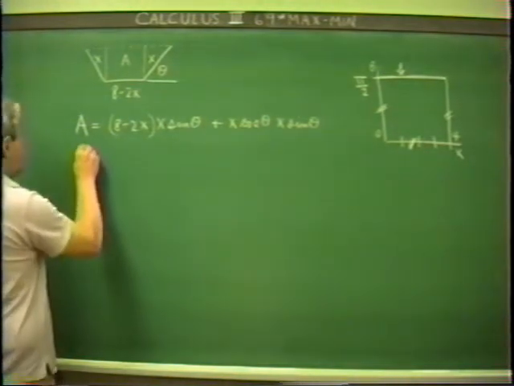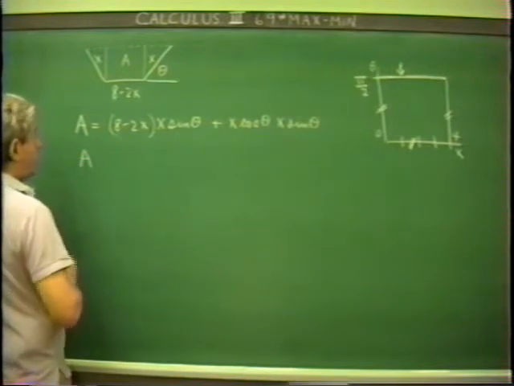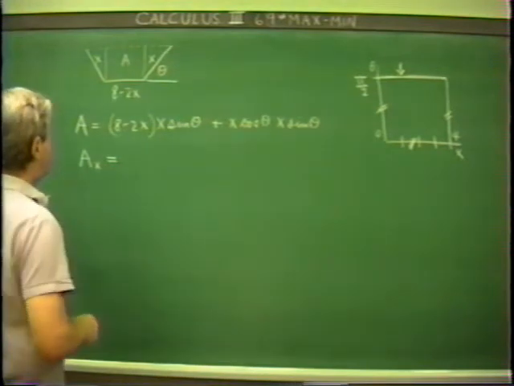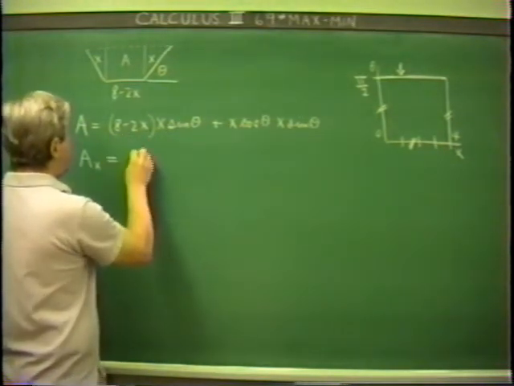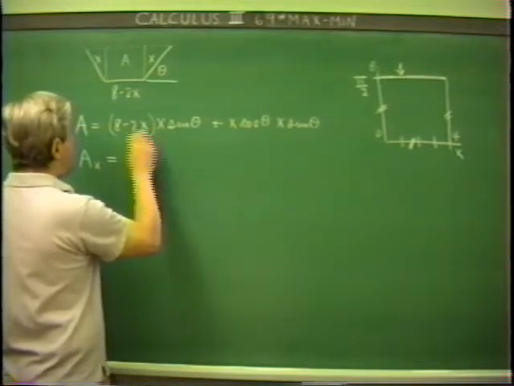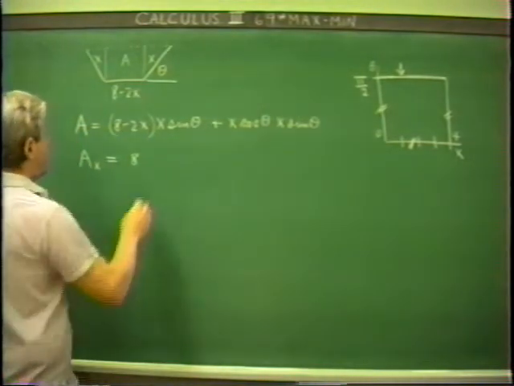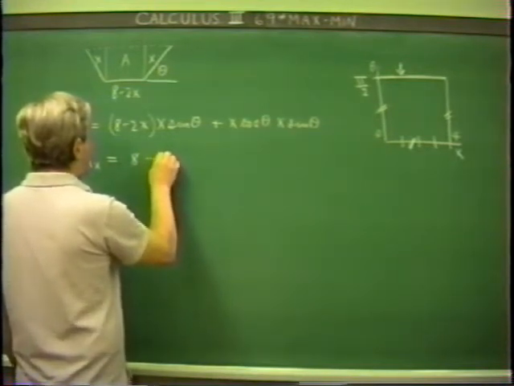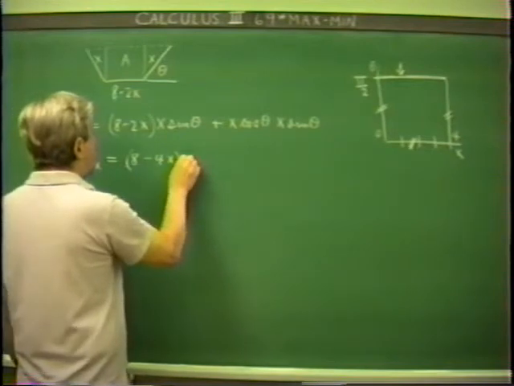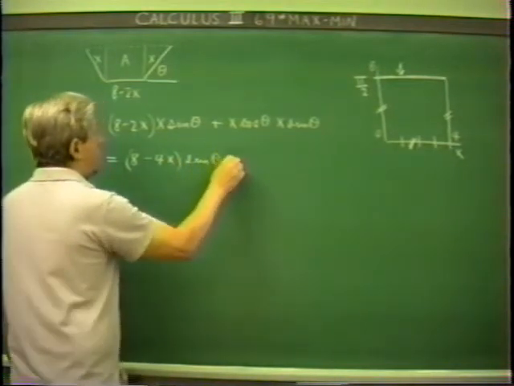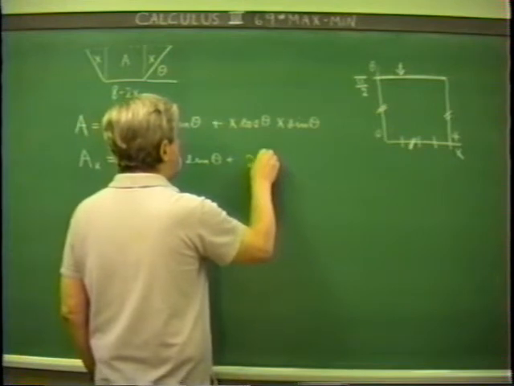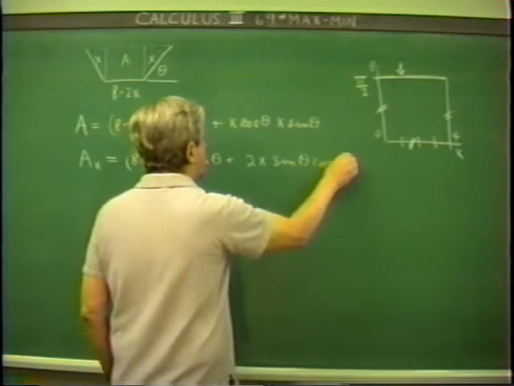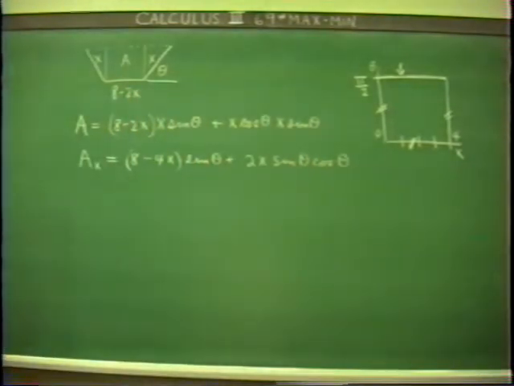Okay, so now we've got A as a function of x and theta. Let's look at the partial of A with respect to x. This is going to be equal to, what have we got? 8x here, so it's going to be 8. We've got minus 2x squared, so this is going to be minus 4x times sine of theta, plus, here we've got x squared, so we're going to have plus 2x sine theta cosine theta.